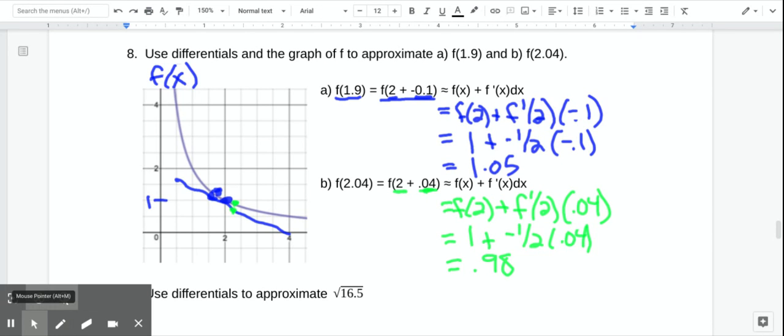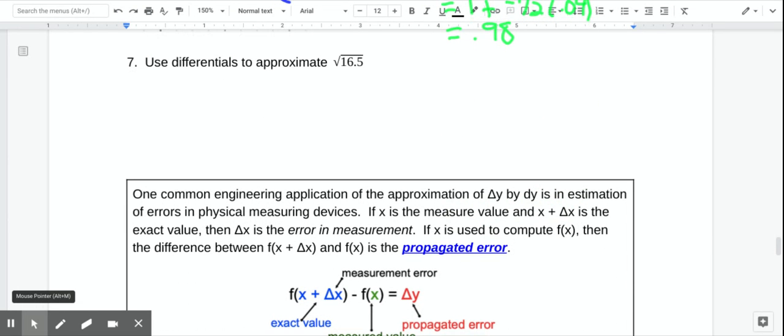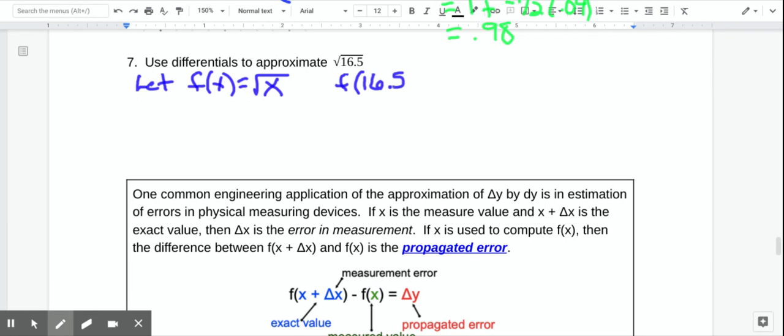Okay, so that's one way we can use differentials to make some approximations. Let me show you another one that's actually really handy. We want to use differentials to approximate the square root of 16.5. Now, clearly, we can't do the square root of 16.5 by hand, but we're thinking about, so let our function be just the square root function, because that's what we're trying to do, is take the square root of 16.5. Okay, we want to find f of 16.5.